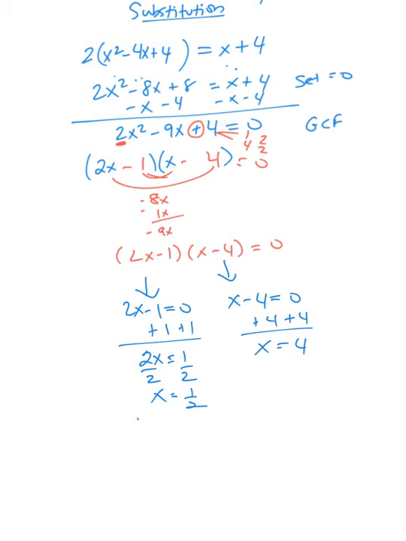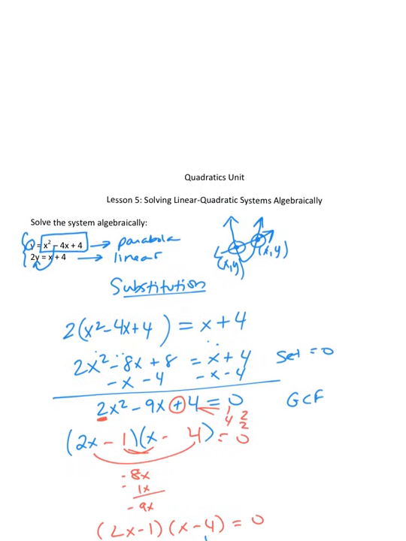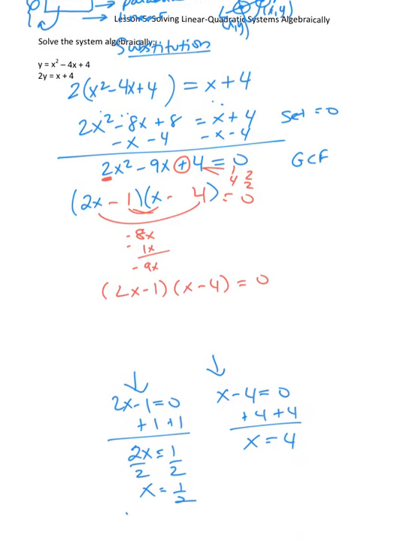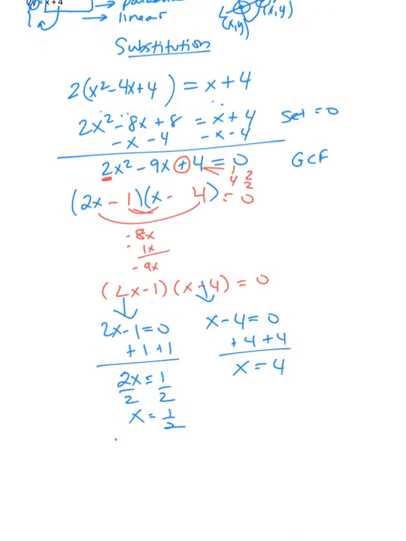Now, normally when we solve a quadratic, we're finding its roots, and we usually stop at the x values. But here, remember what we're doing: we're finding the points of intersection. We're finding these coordinates here. So we want to know where these two equations equal each other. So we also need to find y coordinates. Right now what we have is the x coordinates. So we basically have 1/2 comma something for the first point of intersection, and then we have 4 comma something for the second point of intersection, and we have to find out the y coordinates.